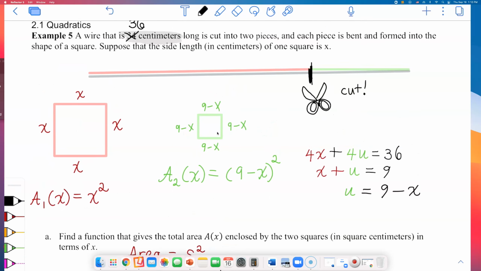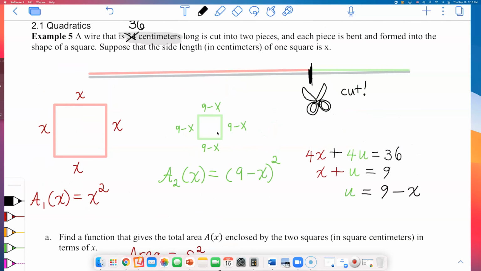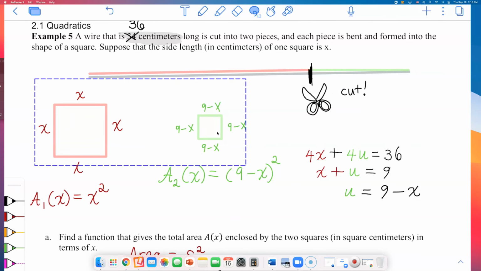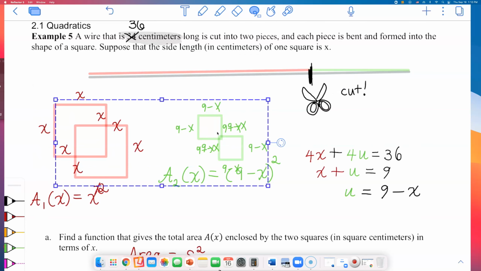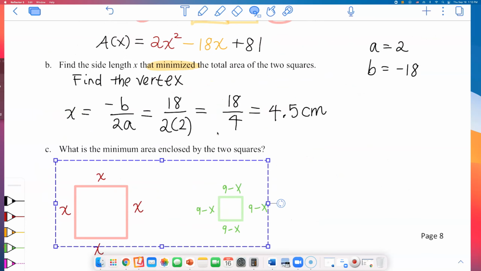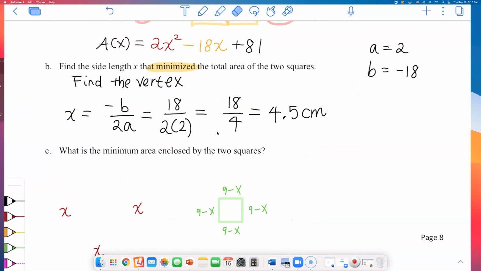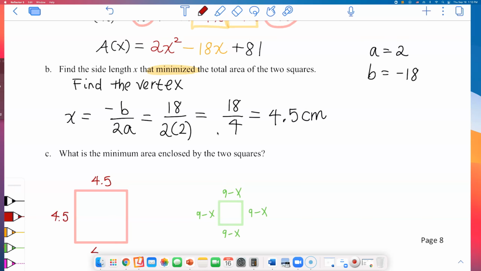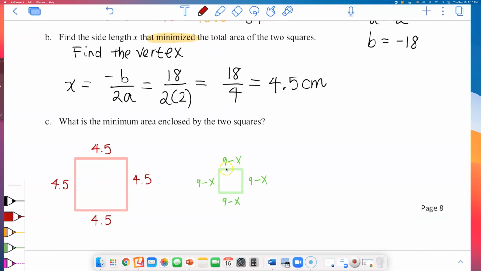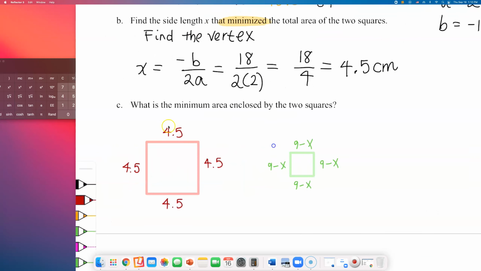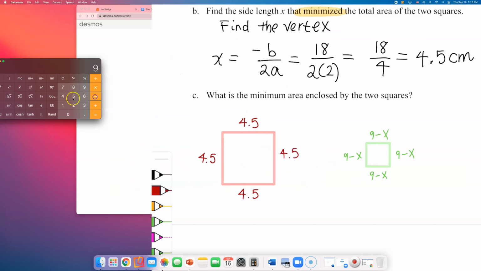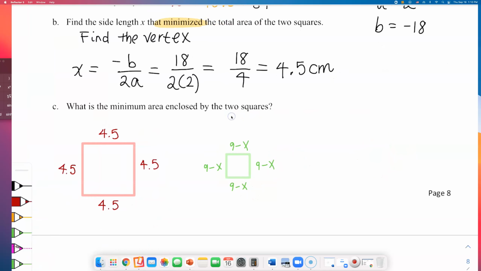Okay, that's 4.5. So I like to go back to my geometry. So how about I copy this, and I'll bring this down and label my squares, okay? Hold on. So I just found that this is 4.5. This is 4.5. This is 4.5, and this is 4.5. All right, what about the other square? The other square, I have to do 9 minus 4.5. What? So guess what we just found out?